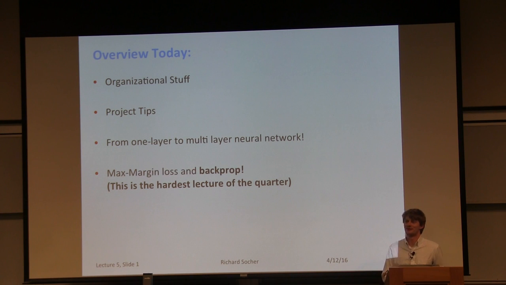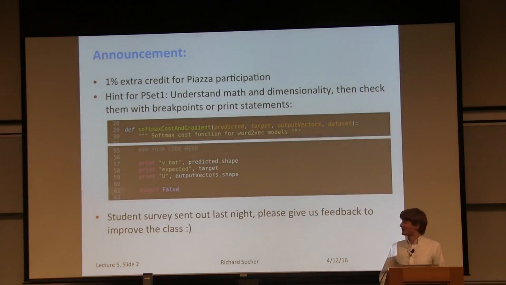Okay, all right. For the people online, today will be hard. So first we'll go over a little bit of organizational stuff. Then I'll give you some project tips, because now is also a good time to start thinking at least about the problems that you want to work on. And then we'll introduce the multi-layer neural network and how to train it and all the nitty-gritty details of the derivatives. And then we'll be good to go for the rest of this quarter.